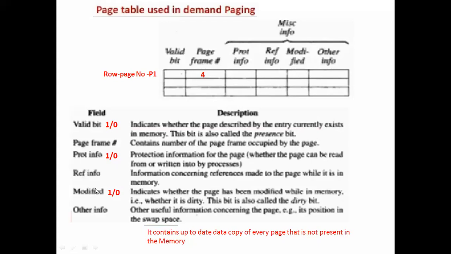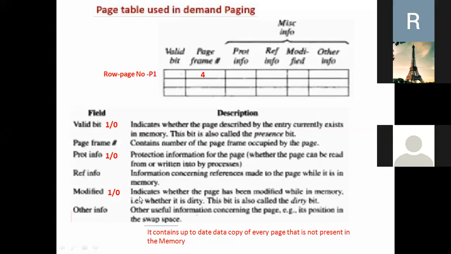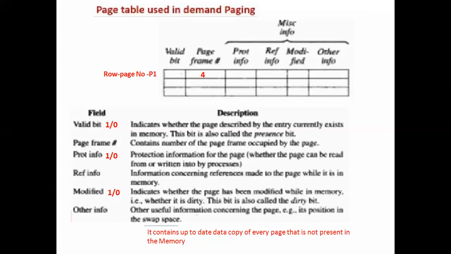So this modified bit is also called the dirty bit. This modification bit field indicates whether the page has been modified while the page is in the main memory, whether the bit is dirty or not. When we call the bit dirty, suppose the page has been modified while it is present in the main memory, in that case I can call the page dirty, because the bit is a dirty bit.